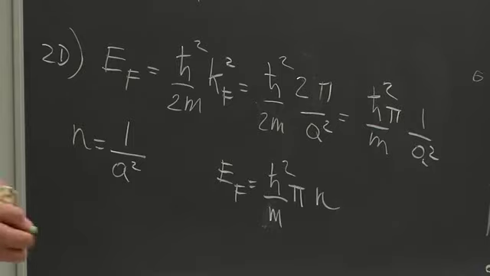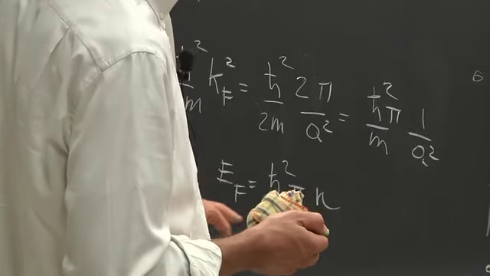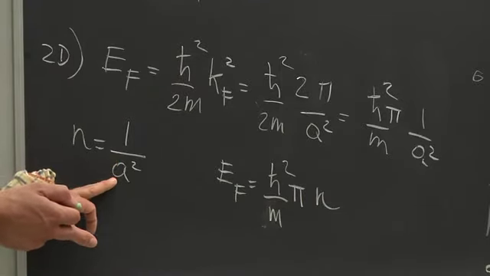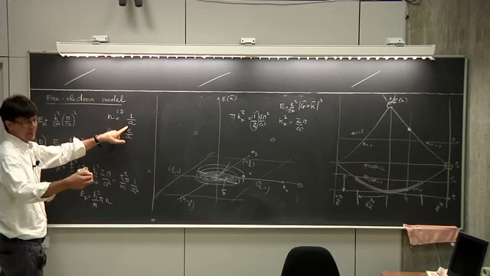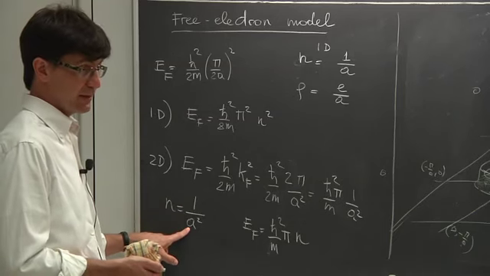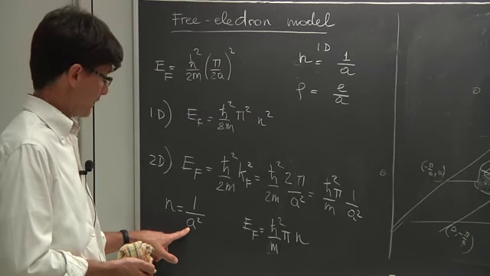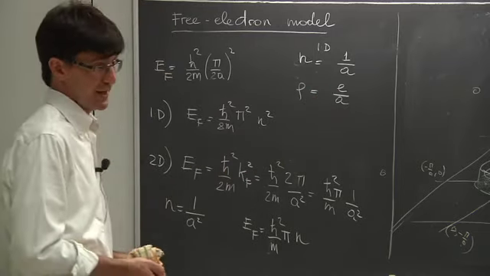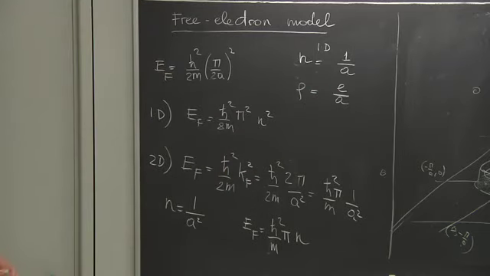Yes? Shouldn't we change the definition of that density because this is now 2-dimensional? Why not? This is a 2-dimensional density, right? Number per area. This is number of electrons per length, 1 dimension. This is number of electrons per area. And I have 1 electron in an area given by the unit cell, which is a squared. I'm using the number density, not the charge density. Charge density would be e over a squared. But here I'm using the number density, the number of electrons per cell. Okay, I think we can stop here.